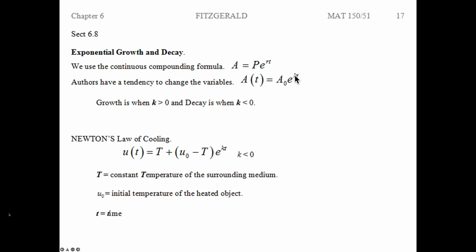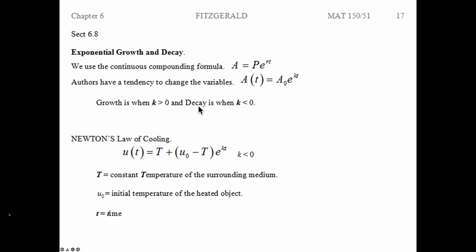So k will be a known value, or we'll have to go find the k value first. Capital P, our principal, has been changed to capital A sub 0, which means this is the amount at time 0, which basically says your beginning principal, so it still means the same thing. And they switch out the r with the variable k because now they just want you to know that if your k value, your rate, is positive, then you have exponential growth. And if your rate k is a negative value, you have exponential decay.